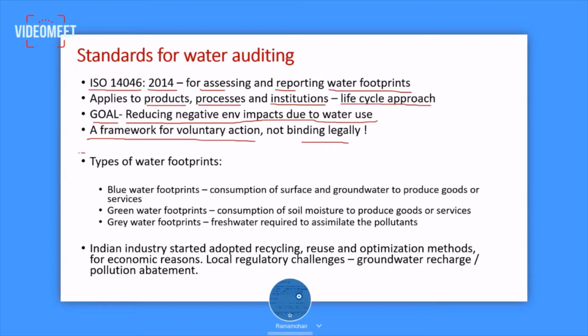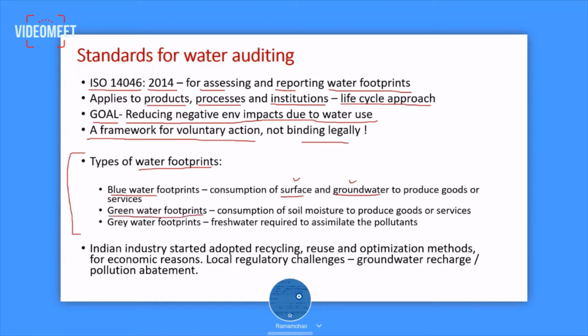According to this standard, 14046, there are three water footprints that they have classified. One is the blue water footprint, which is about surface water and groundwater. When surface water and groundwater are used to produce goods and services, it is called the blue water footprint. So if you reduce your surface water use and groundwater use, then you are reducing your blue water footprint.